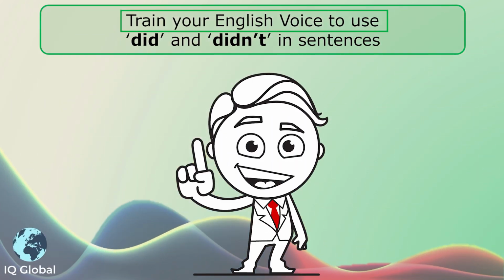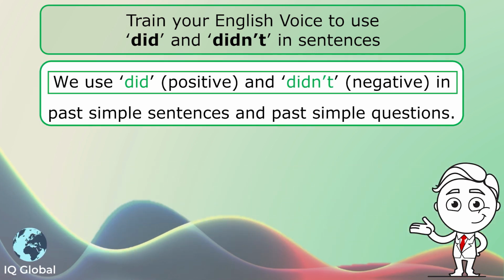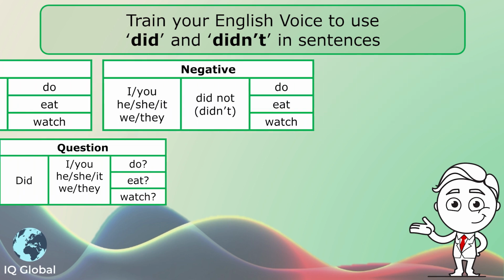Train your English voice to use did and didn't in sentences. We use did (positive) and didn't (negative) in past simple sentences and past simple questions. Let's have a look at the structure.